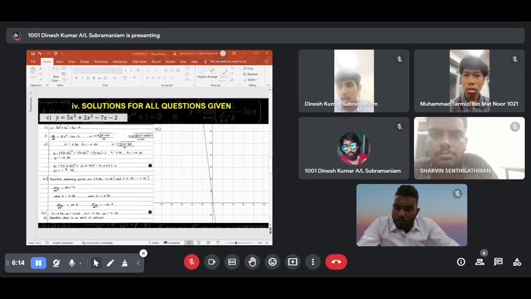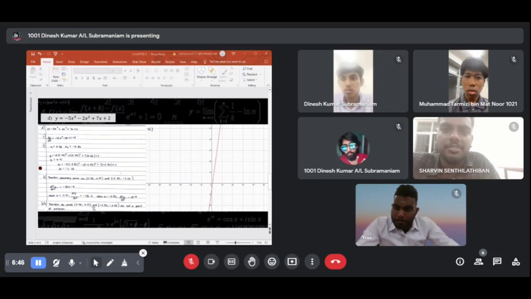The next question asks to determine the nature of any stationary points found in part 2 and to justify the answer. Therefore, there is no point of inflection. The last question asks to sketch the graph of the curve. So this is the graph, B1 is the answer for the graph.